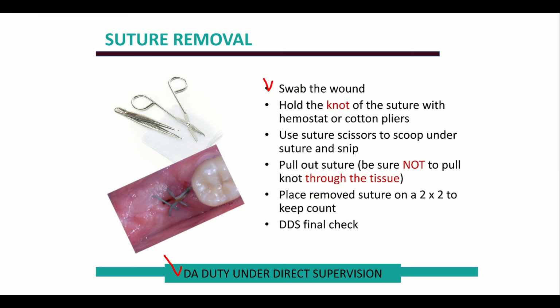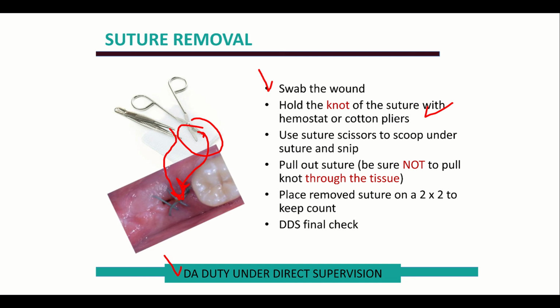So what we do is we first take a cotton swab, like our Q-tip, and we're going to just lightly wipe over the wound and clean any plaque or yucky stuff, food debris, whatever, over those sutures. And then we're going to use cotton pliers here and hold the knot. So make sure that we're grabbing where the knot is in the suture with a hemostat or cotton pliers. And then we're going to use our suture scissors, where here's the little scoopy part of the suture scissors, and you're going to scoop that underneath the suture and snip them.